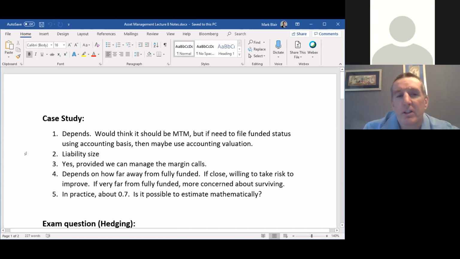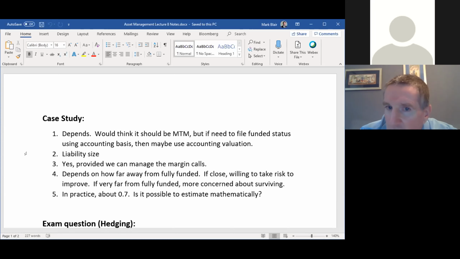Then the second question was, let's say your liabilities are, say, $100 and your assets are $80. Should your hedge size be based on the liability size of 100 or on the asset size? The answer to that one is more straightforward. The size of your hedging program should have nothing to do with your asset size. It should be determined by your liability size. So that's a straightforward question.